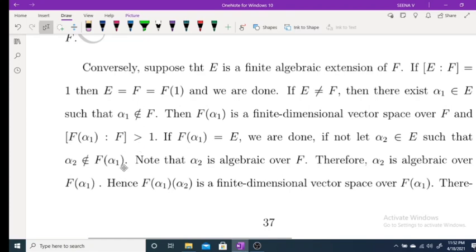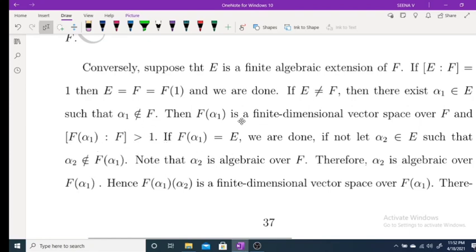because alpha_1 does not belong to F. If the degree of F(alpha_1) over F equals 1, this implies F equals F(alpha_1), that means alpha_1 belongs to F. That is a contradiction. Therefore the degree of F(alpha_1) over F must be greater than 1.